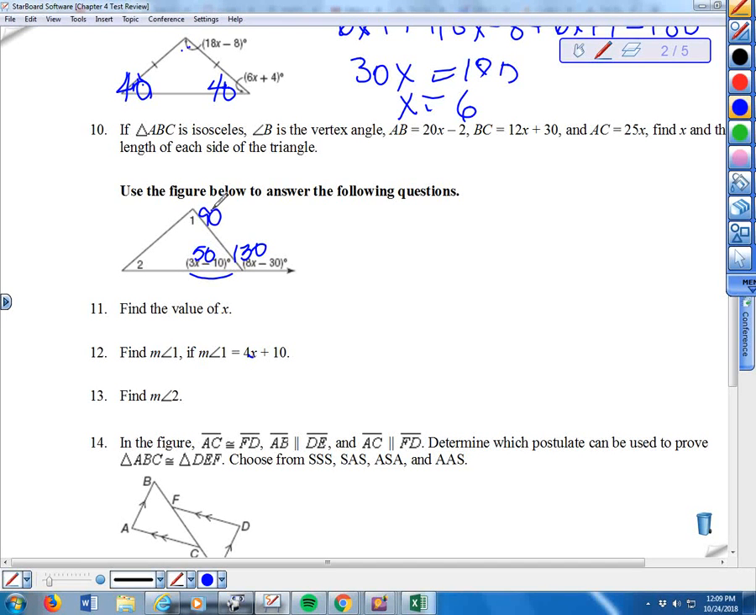Now find angle 2. Yeah, this is 140, so this must be 40. What's one final thing I could do to check that? What does the exterior angle theorem say? Yeah, the exterior angle of a triangle must equal the sum of the two remote interior angles. And it does.